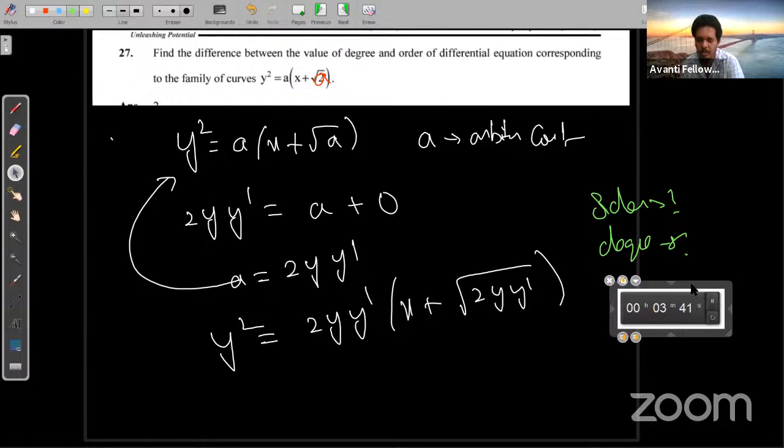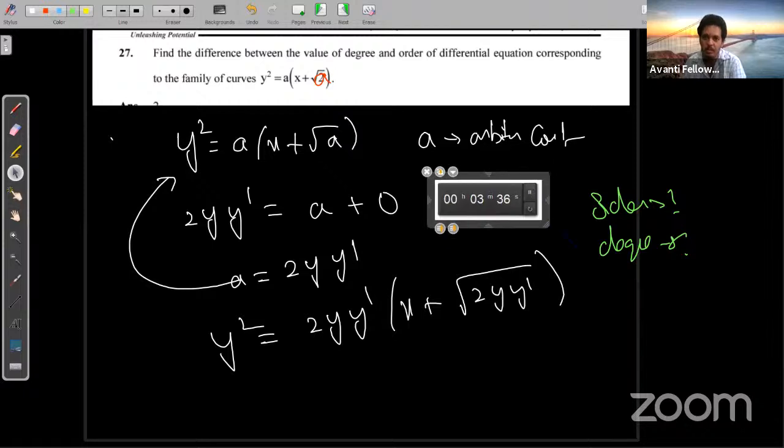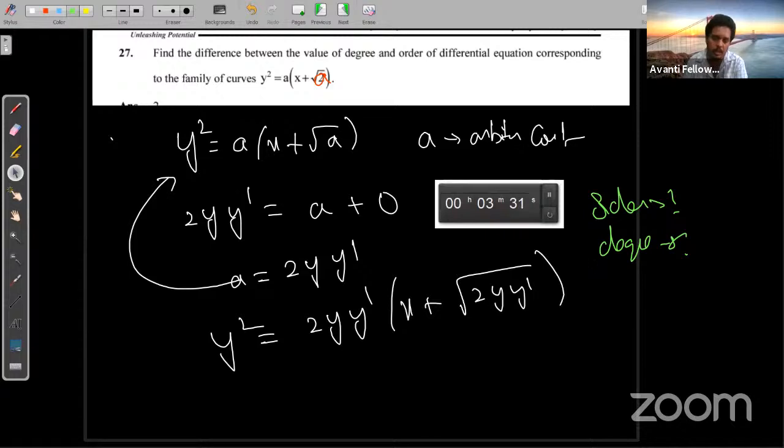I'm waiting for the answer, guys. I've started the timer also. Everyone try to do it. I'm just asking you, what is the order, and what could be the degree for the given differential equation?